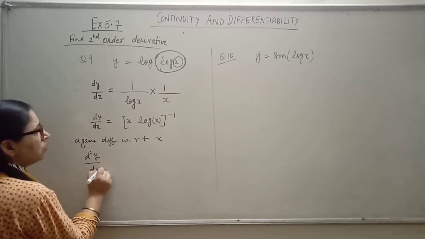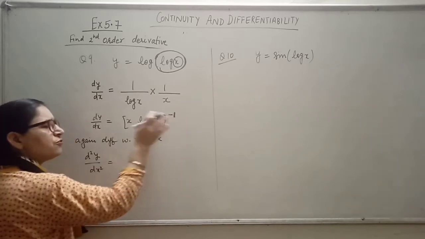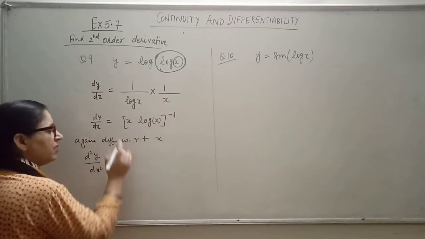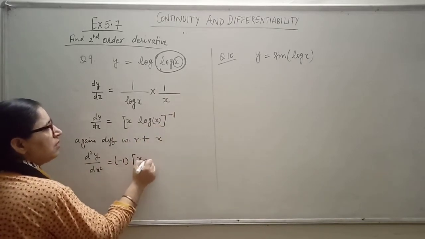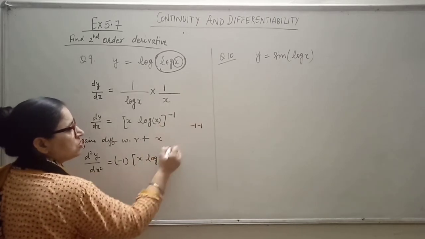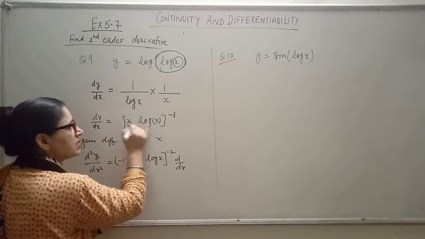So now, first of all, the power rule. Whenever there is a power, first of all we apply the power rule. According to power rule, this power will be written here and this power will be reduced by 1. So minus 1 minus 1, so it is minus 2. Now we will take the derivative of the base.